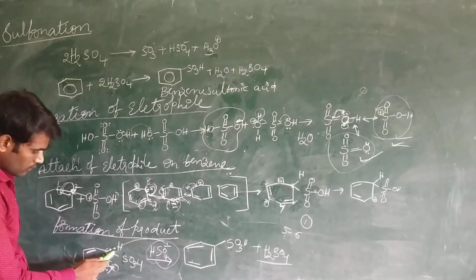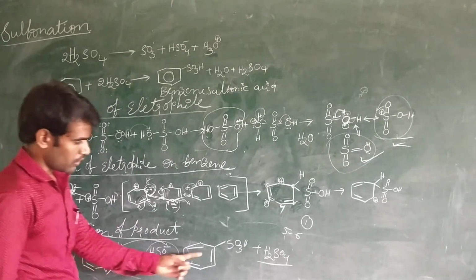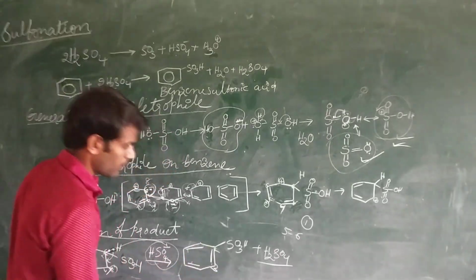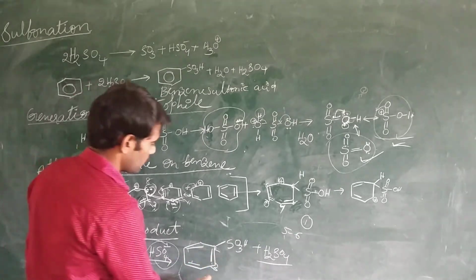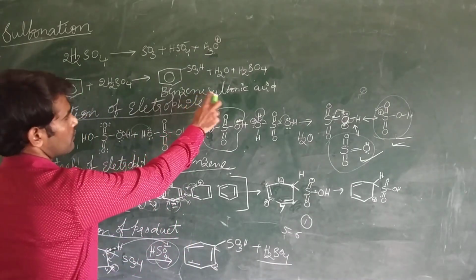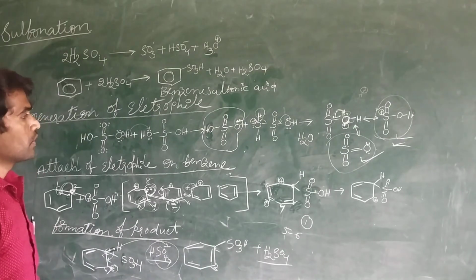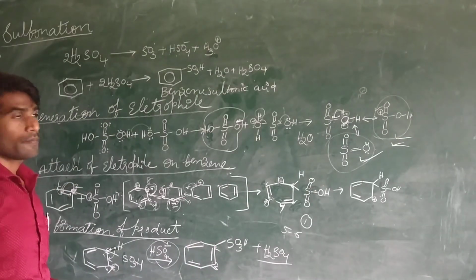So those electrons are moving between the second and third carbon. This is the second and third carbon. So this is the benzene sulfonic acid. This is the benzene sulfonic acid, that is the product. So that is the mechanism of sulfonation.